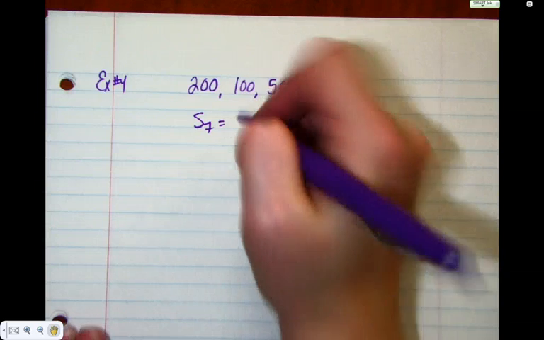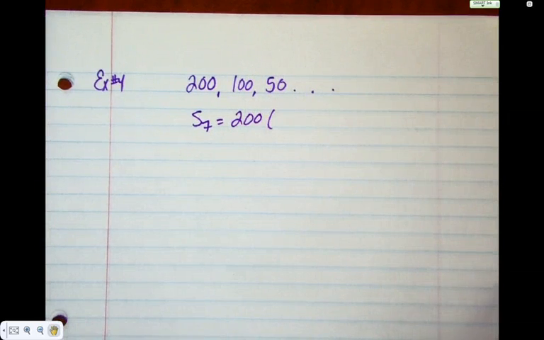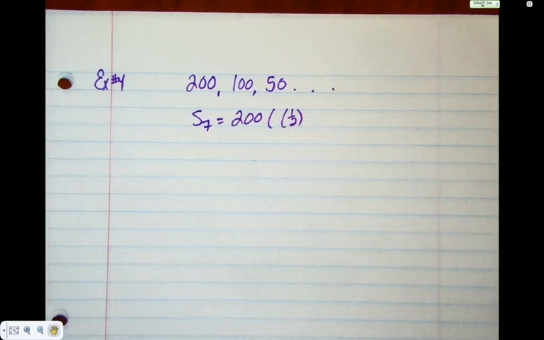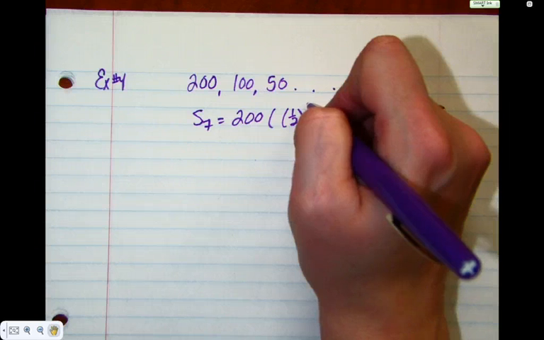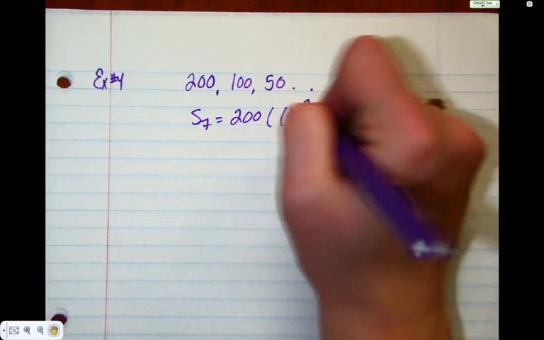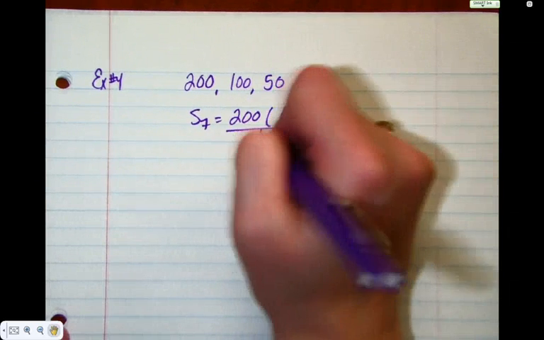T1. R? Again, take any term, divide by the previous term. N? We do know N, look over here. 7. Again, -1, remember, in this formula is down in the main equation. And on the bottom, we have a half minus 1.